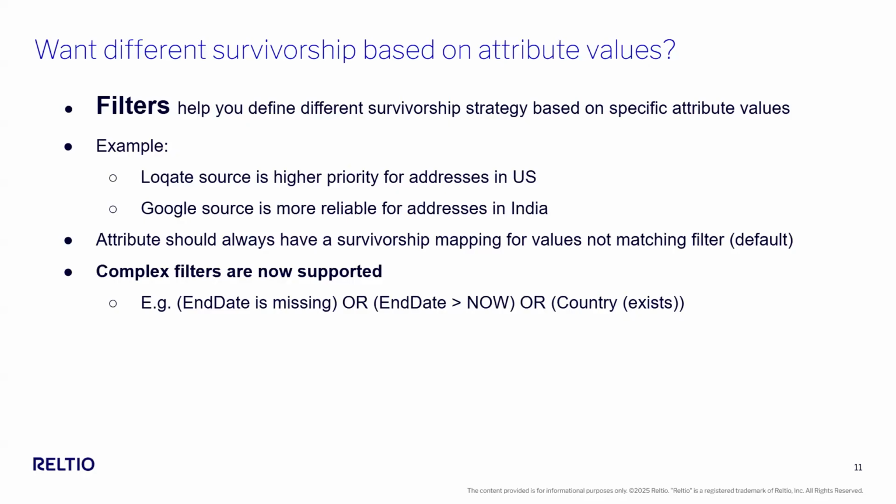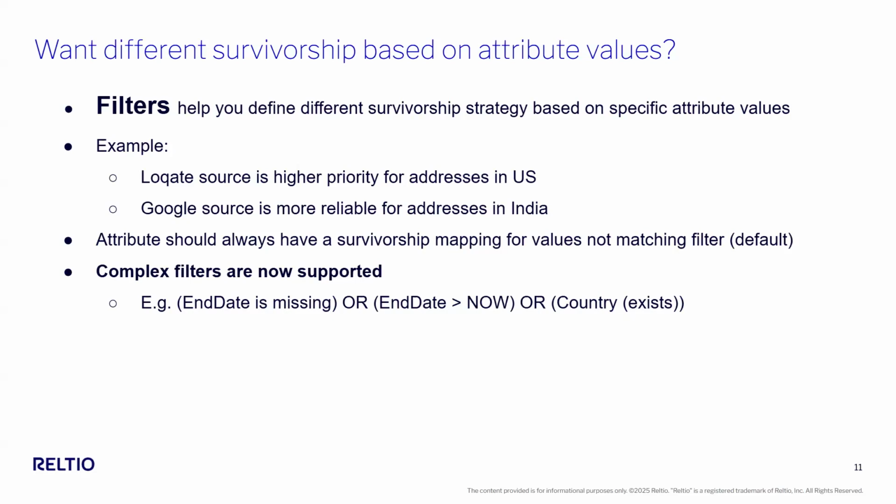Now, between these two, the survivorship that you ideally want is if the address is in US, then I want the Locate source to survive or to become the operational value. But if the address is in India, then the Google source should be higher priority. So this kind of a filter you can create in your survivorship. You can define a filter that if the country is US, then use this survivorship. If the country is India, then use something else.